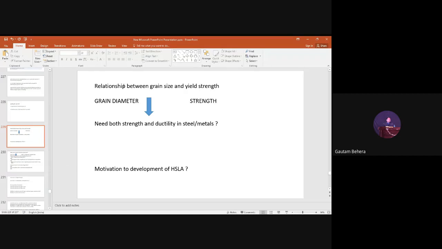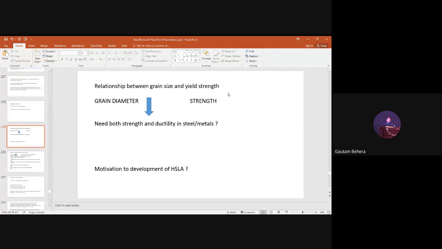So the first one is the relationship between grain size and yield strength. This topic has already been covered in Introduction to Physical Metallurgy, as well as in the earlier part of the lecture. So we remember the Hall-Petch relationship, or the Hall-Petch equation, that is sigma y is equal to sigma naught plus k d to the power minus half. It's a very important expression. You have to remember that.